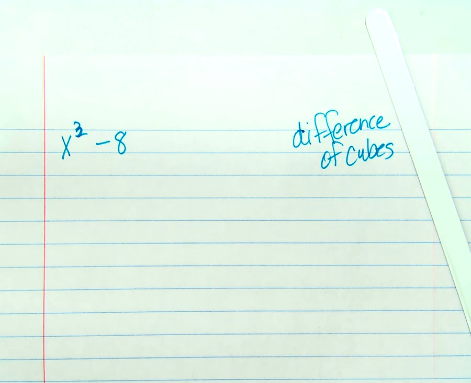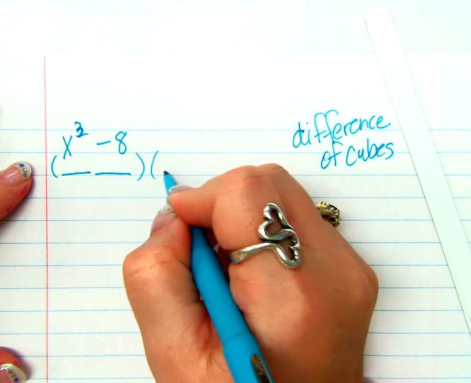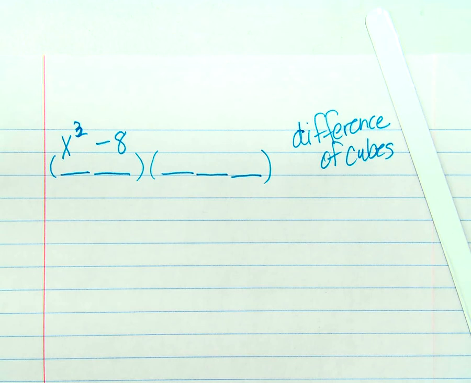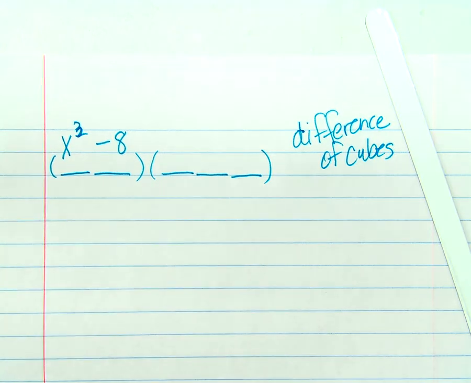We'll do the sum one in a minute. The difference of cubes has a different pattern than the difference of squares. Okay? The pattern for difference of squares was what? 2 binomials, right? Difference of cubes, the pattern is binomial, trinomial. Okay? The difference of cubes, the pattern has a binomial and a trinomial. So first I want to teach you about the binomial because it's the easiest one.